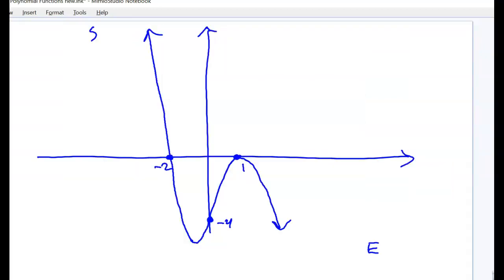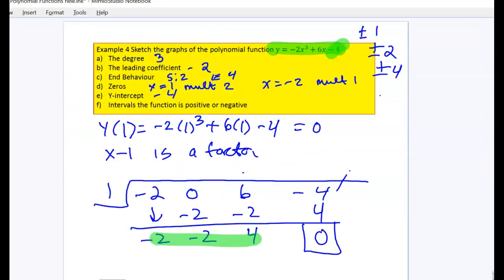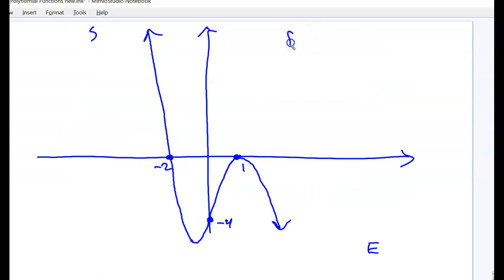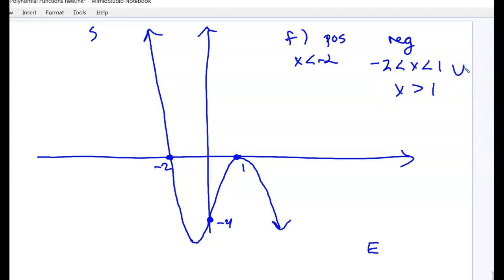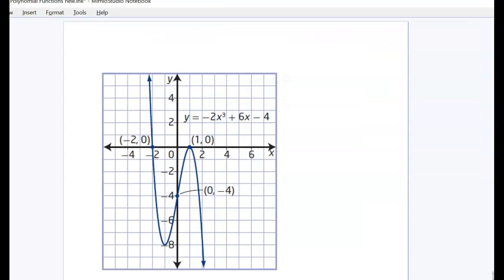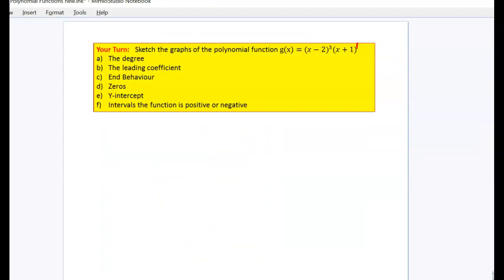Now, to answer the last part, where is it positive and negative, which was part F. So F, the graph is positive when x is less than negative 2. And the graph is negative between negative 2 and 1, and when x is greater than 1. So I'll put a union symbol in there. Okay? All right. I want you to pause the video and give this guy a try.